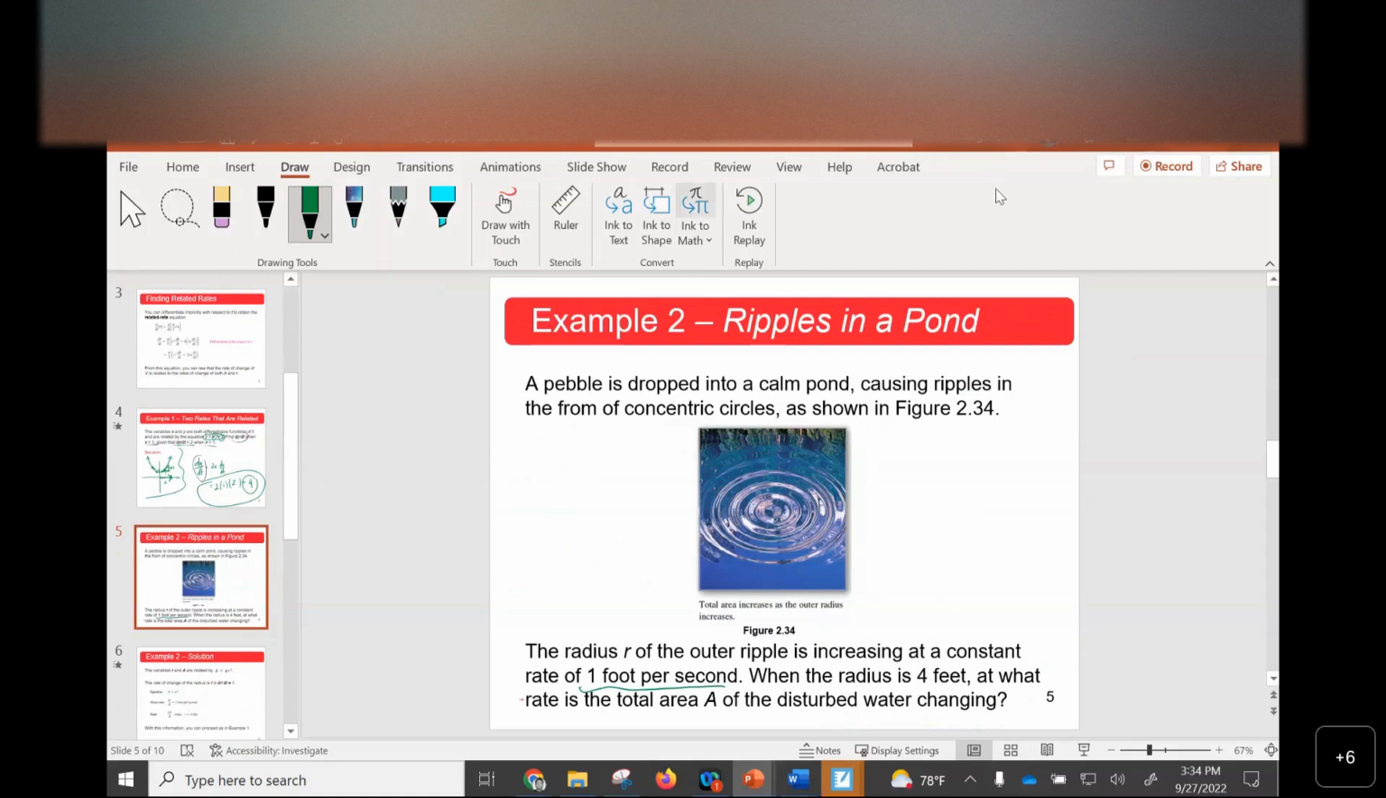Oh, good question. Jake says, is the relationship between position, velocity, and acceleration an example of related rates? Good question. Let me answer that.